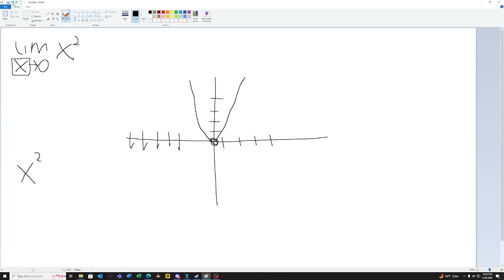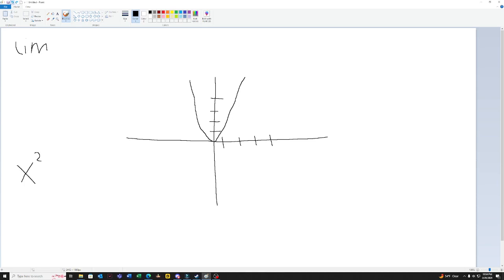Now, let's say we got rid of that, and we wanted to know the limit as x approaches 1 of x squared. We do the same exact thing. The only difference is we're looking at x equals 1. So we go over to x equals 1, and we go up to where the graph is, right around here. We can see that from the left it's approaching 1, and from the right it is approaching 1. We want to make sure that the limit approaches this value from both sides, because later this is going to come into play.